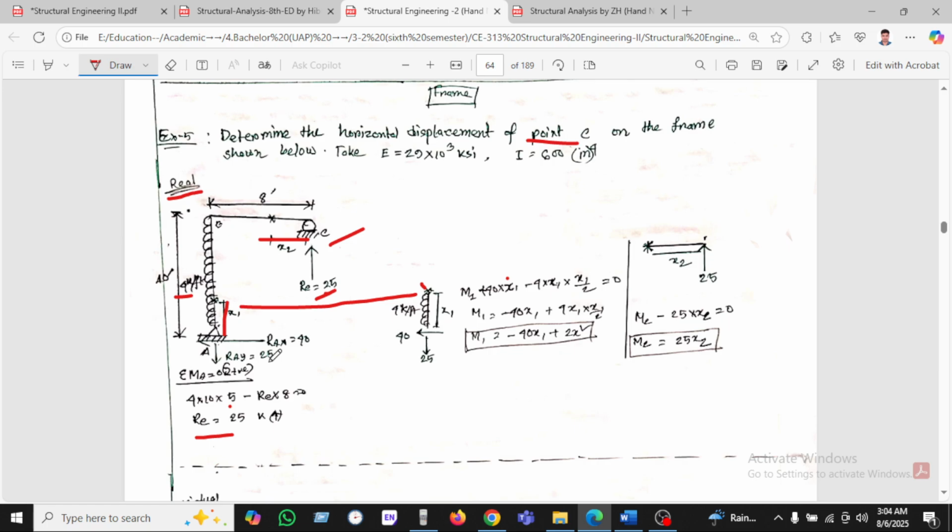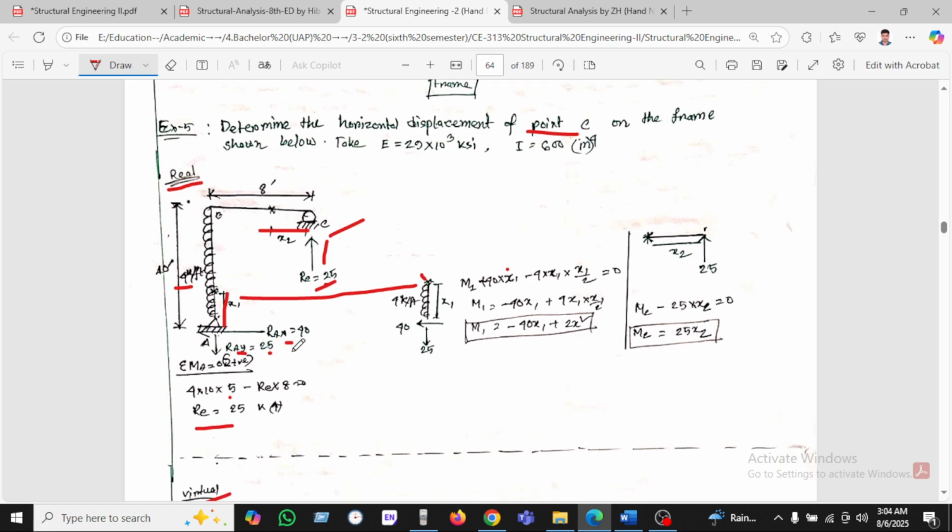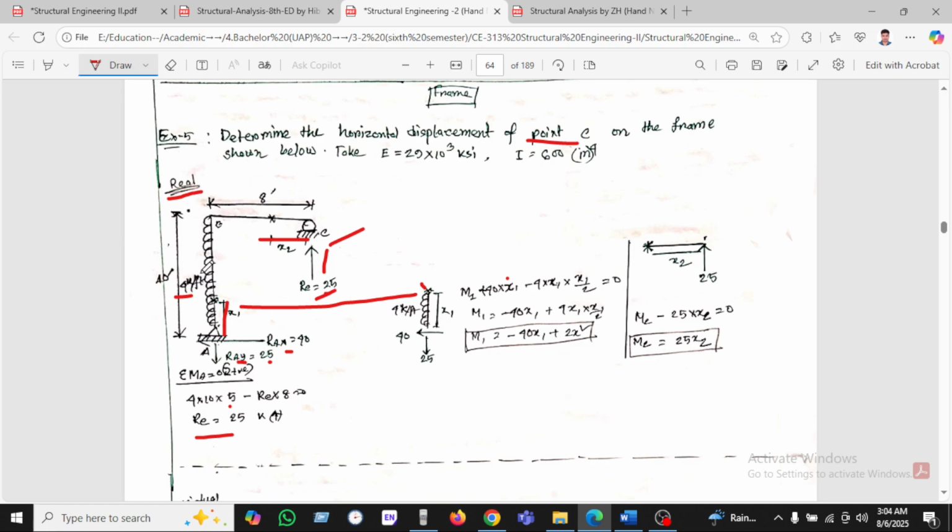So RC is here, and Ry will follow from the equilibrium condition. As RC is upward, then Ry will be downward. For the sum of horizontal forces, we calculate RAx. In this case it is 4 into 10, which is 40. The 40 kip is going from left to right, so the other reaction RAx is going from right to left. Okay.